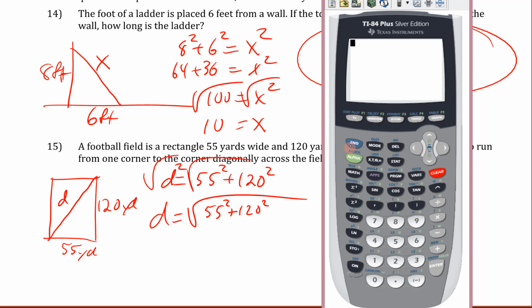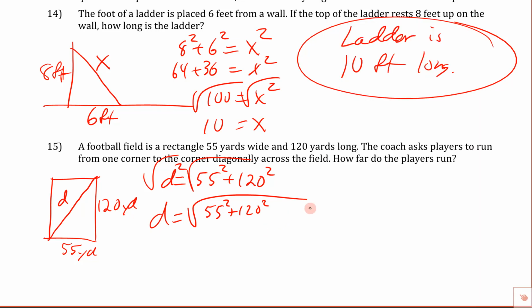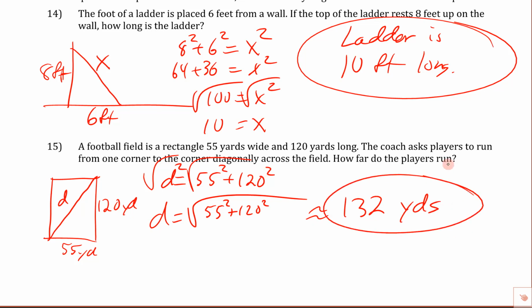So here's what I'm going to do. I'm going to hit a big square root. We're going to do 55, we're going to square it, we're going to add 120, and we're going to square it, and then we're going to hop outside. So we're going to hit enter. So we get 132.00. So to the nearest hundredth, it's 132 yards. So this approximately equals 132 yards. Okay, so the question was, how far do the players run?